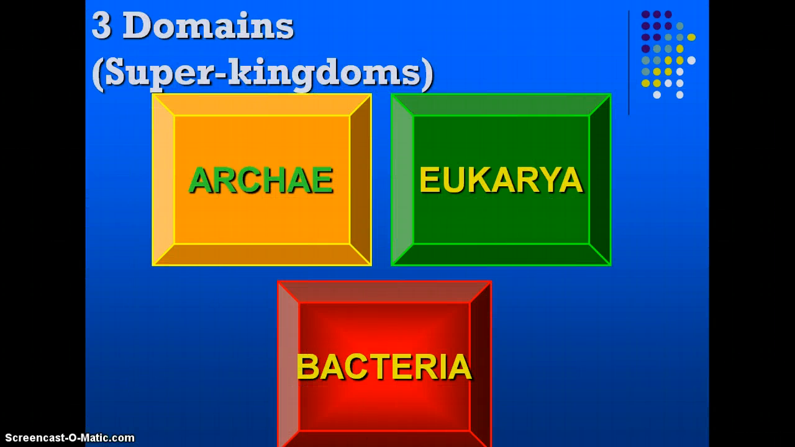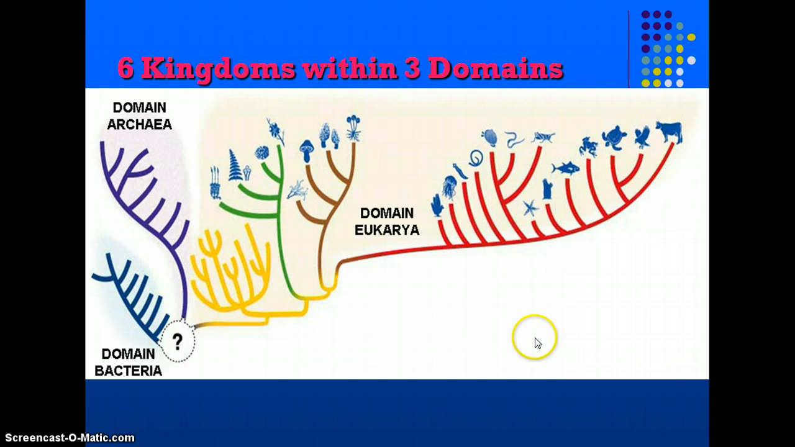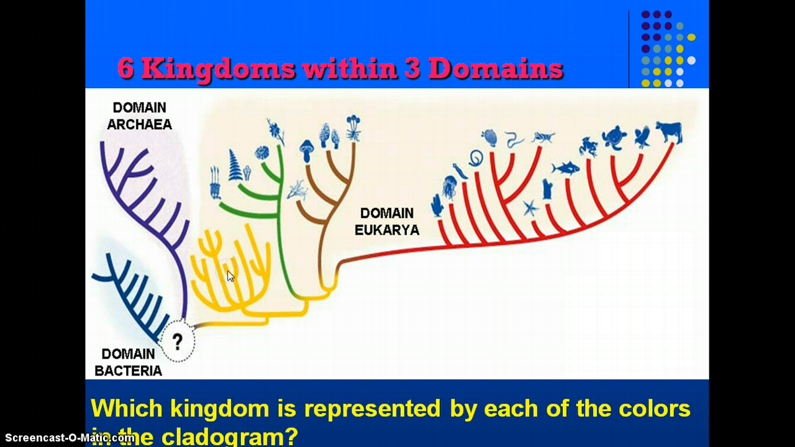But now, knowing everything that we know of all the organisms that are in existence, we have three domains, or some people call them super kingdoms. There are archaea, eukarya, and bacteria. In this diagram, you can see domain bacteria right there. It is going to be made up of one kingdom. Domain archaea is made up of one kingdom. And then the domain eukarya has 4 kingdoms: Animalia, fungi, plants, and protists.